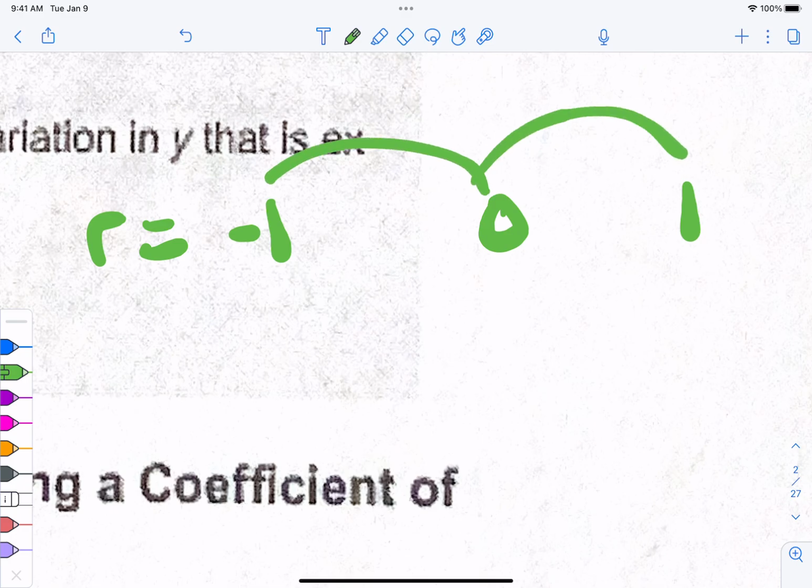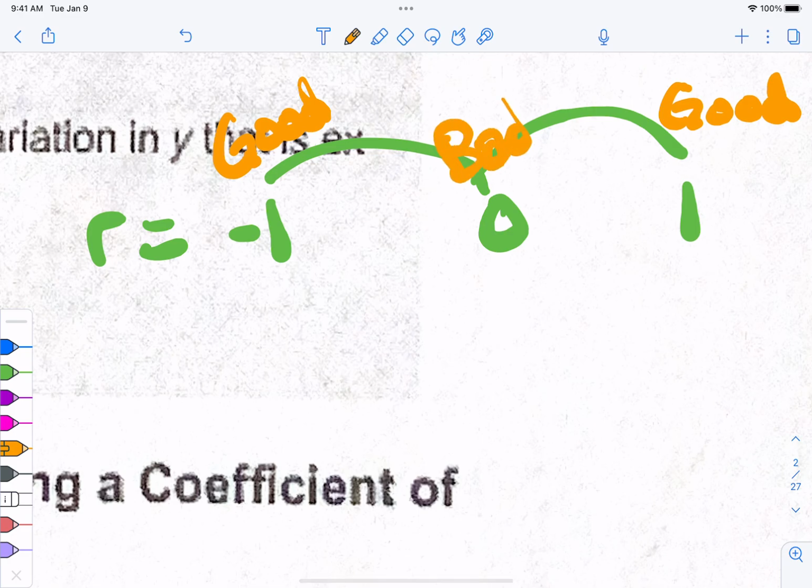What's considered to be good for an R? Anything over here or anything over here, right? If it's close to 0, that's bad. If they say the R value is like 0.1, you're going to be like, that is not linear. All those dots are all over the place. So a good R is anything close to 1 or -1. That's what R is.